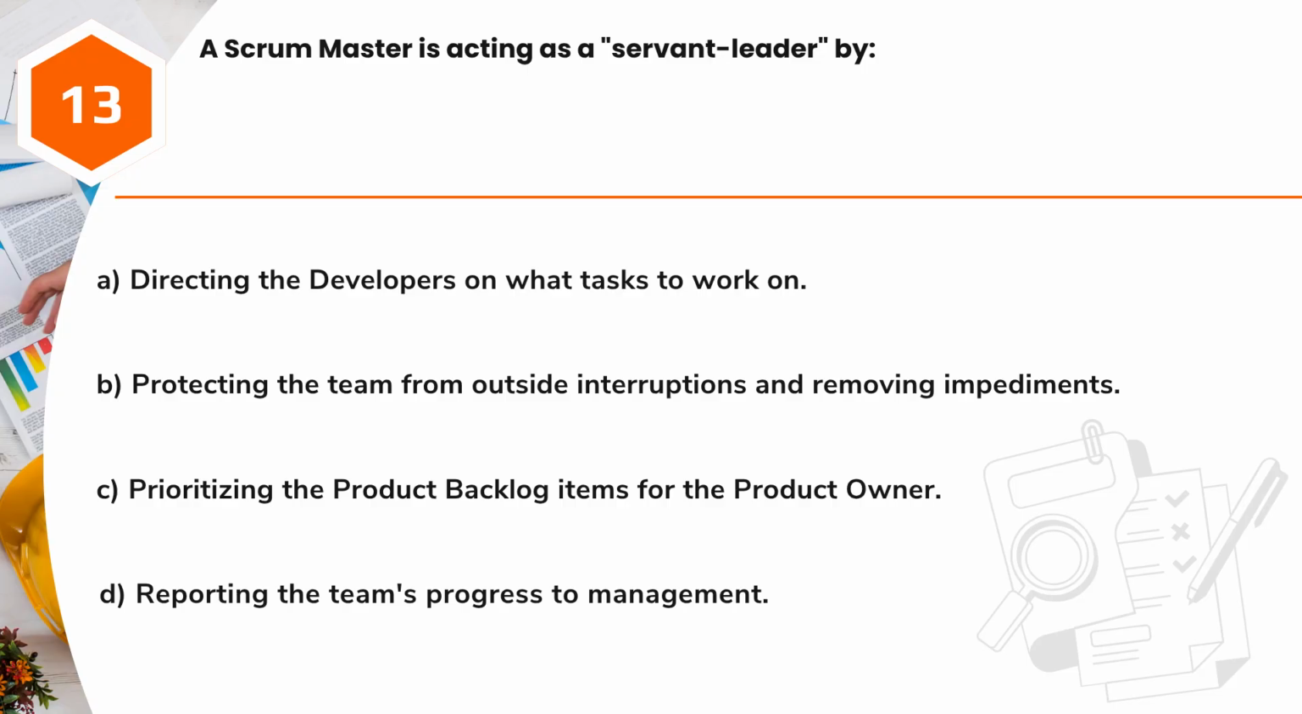Question 13. A Scrum Master is acting as a servant leader by A. Directing the developers on what tasks to work on. B. Protecting the team from outside interruptions and removing impediments. C. Prioritizing the product backlog items for the product owner. D. Reporting the team's progress to management.